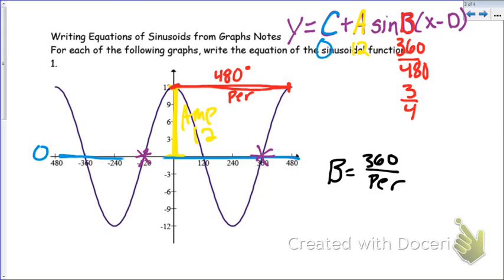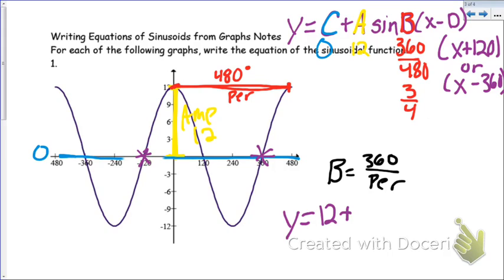So I can write that equation either, remember it's x minus d, so I can write this as x plus 120 because it's x minus negative 120, or I could write that part of the equation as x minus 360, and either of those would actually be a correct answer. So the way I could write this whole equation out would be y equals 12 sine 3/4, and then I open up my parentheses, and then either theta or x, and I'll use the plus 120. So that is one way I can write the equation of this graph.